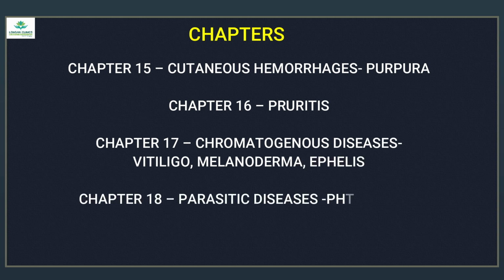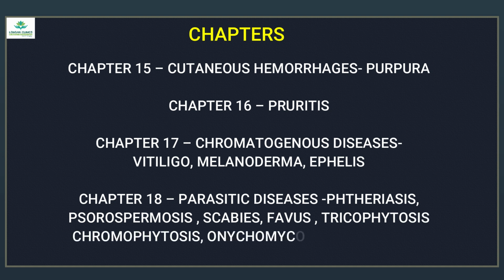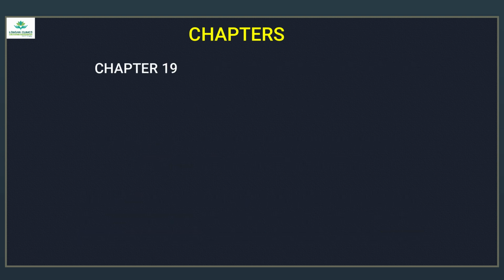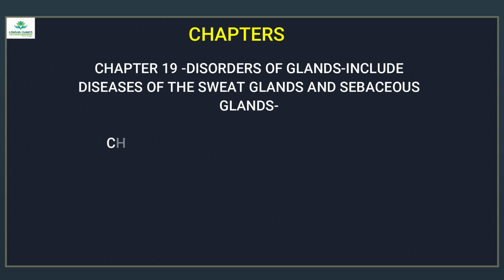Then chapter 18, parasitic diseases. It includes scabies, favus, trichophytosis, then onychomycosis, paronychia. Then comes chapter 19. Disorders of the glands include diseases of the sweat glands and sebaceous gland. Then chapter 20, diseases of hair.